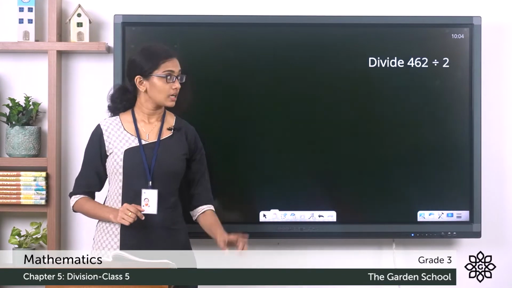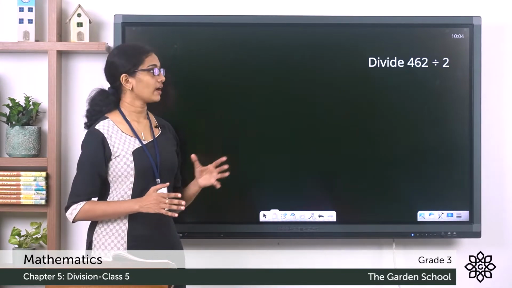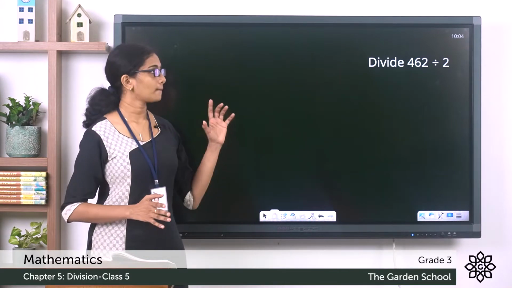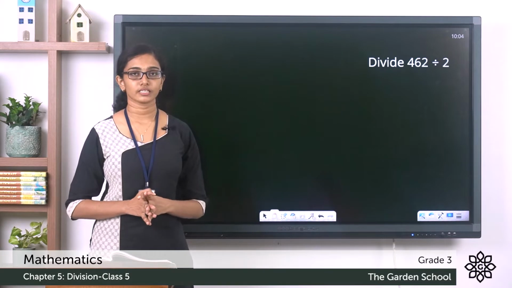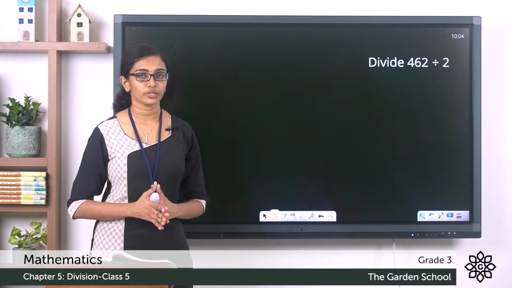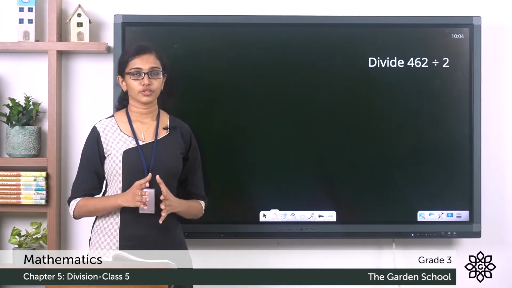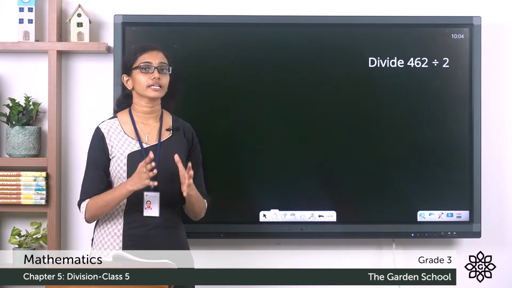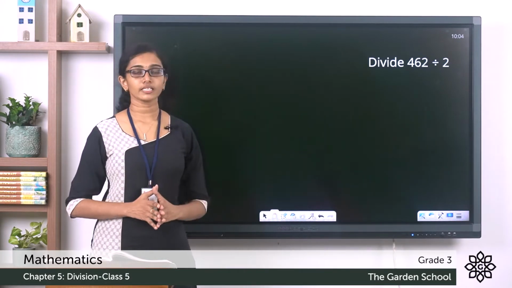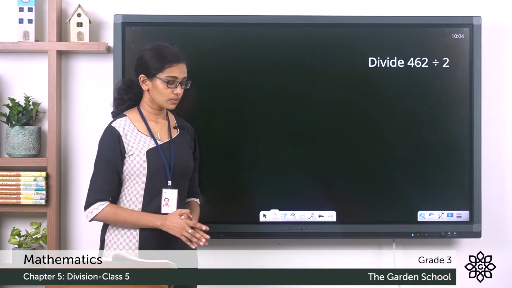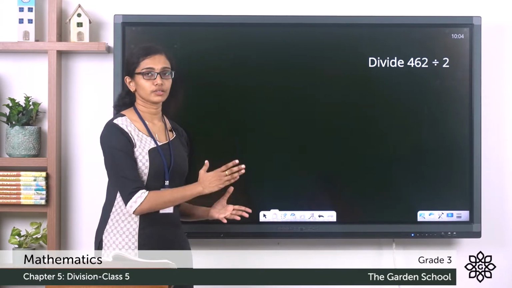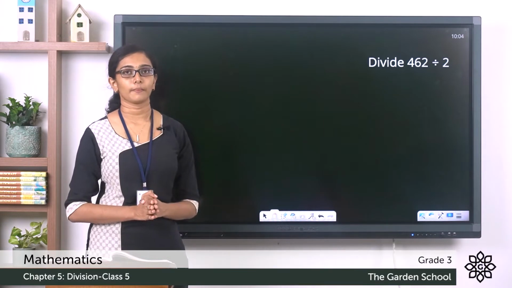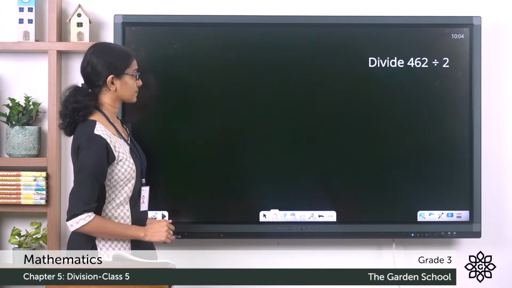So, the first question, divide 462 by 2. The dividend here is the number 462, the number that we are going to divide, and the divisor is the number with which we are dividing, and the divisor here is 2. So, the process is the same as in the case of the division of a 2-digit number by a 1-digit number. So, let's see the steps.